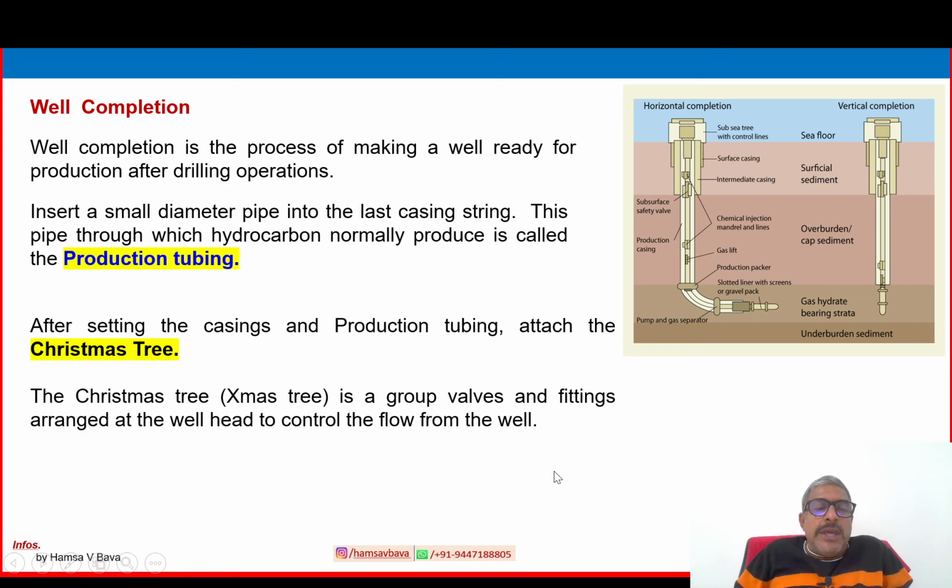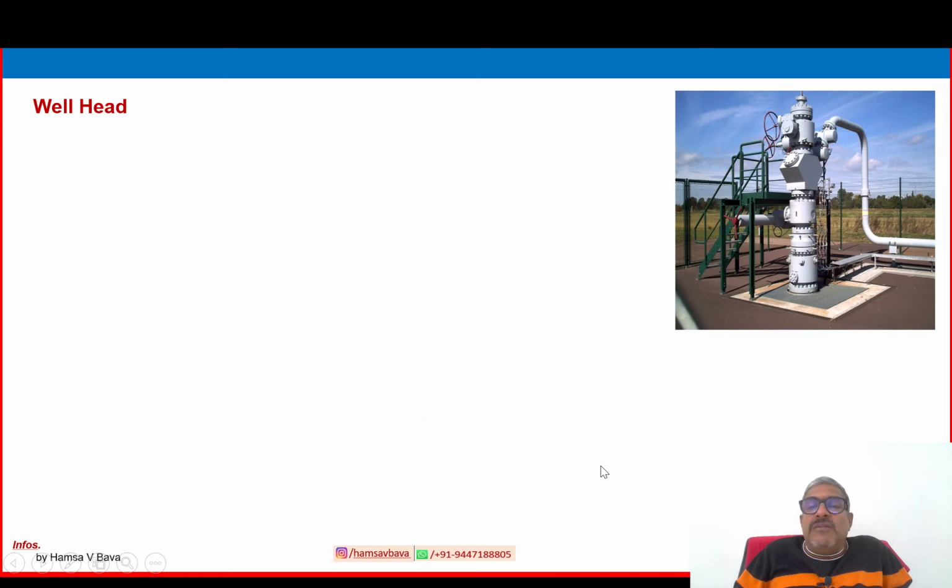The Christmas tree, also called the Xmas tree, is a group of valves and fittings arranged at the wellhead to control the flow from the well. Wellhead means in the surface area. So this is a typical wellhead and Christmas tree. A lot of valves and other fittings are there.